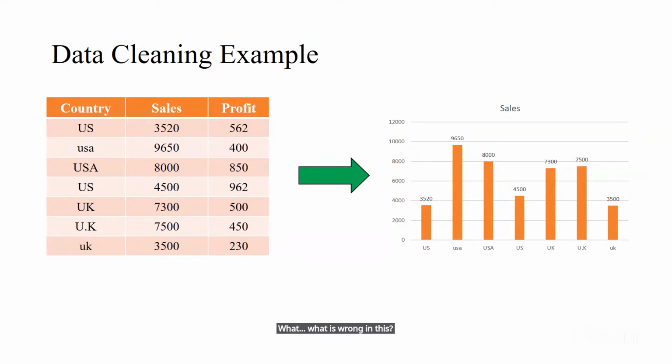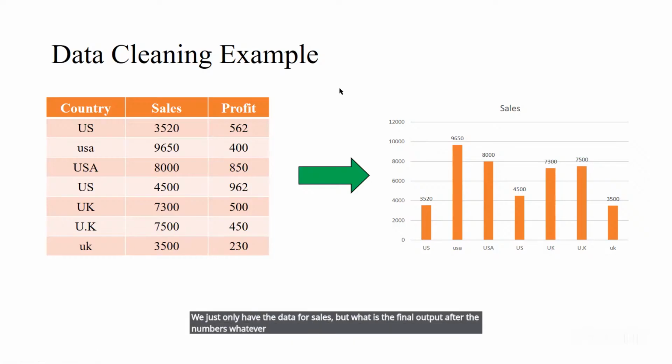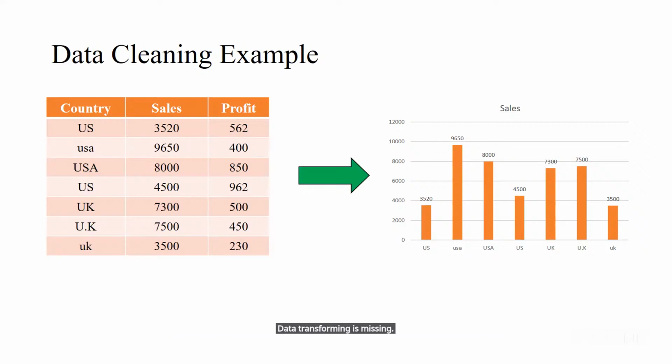Data is not accurate. I mean, we just only have the data for sales, but what is the final output after the numbers? Whatever the selling, whatever the numbers which we are showing is sales, and there should be an outcome of that. Like what is the profit or else loss? Data transformation is missing. Country, there are only two countries, but consistency, with different names.